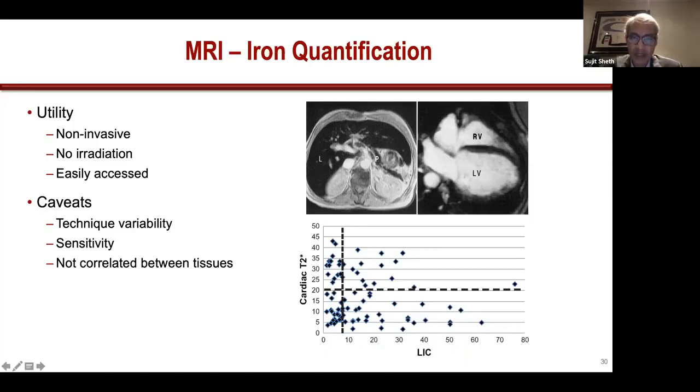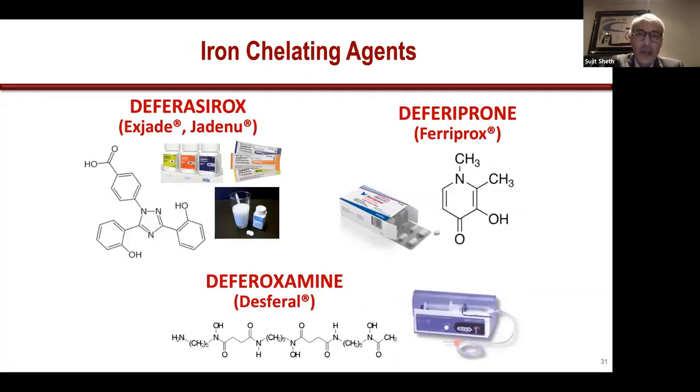And you can see that here in this graph on the lower right-hand side, where you have the liver iron concentration on the x-axis and the cardiac iron concentration on the y-axis. You can see there's no correlation whatsoever between these two. So it's not something that you can rely on by just doing one or the other. You have to do both in terms of monitoring.